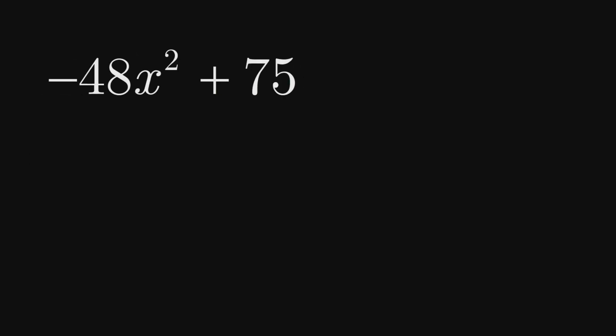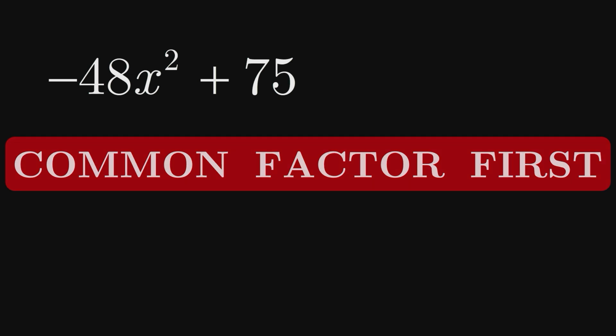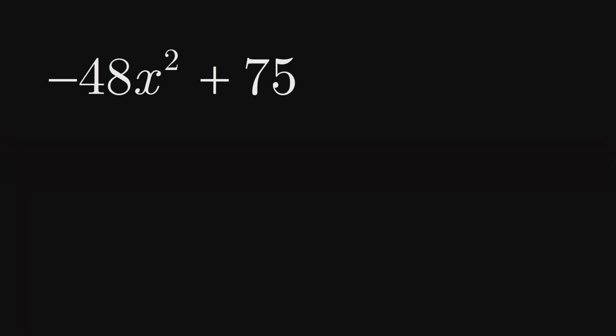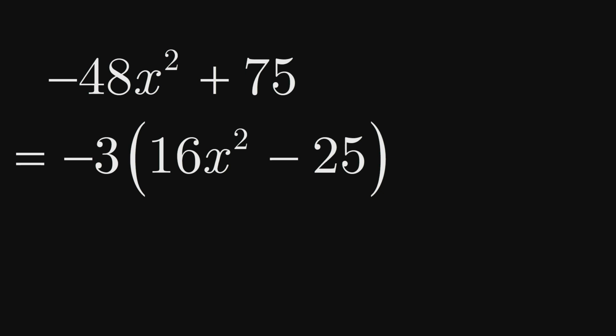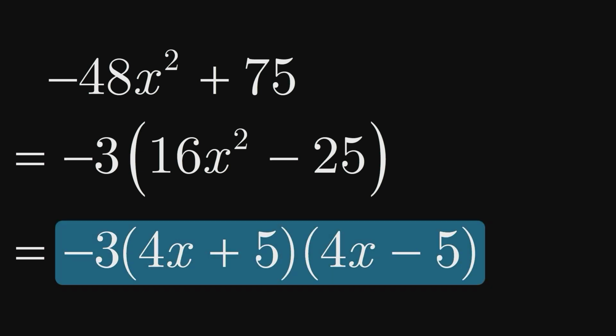Let's do one more. Negative 48x squared plus 75. This expression doesn't appear to have anything to do with a difference of squares since it's written as a sum, and furthermore, 48 and 75 are not perfect squares. Once again, let's start by attempting to common factor. The greatest common factor of 48 and 75 is 3, but since the x squared term has a negative coefficient, we'll factor out a negative 3, leaving us with 16x squared minus 25, which is a difference of squares. The factors of this difference of squares are 4x plus 5 and 4x minus 5, which along with the common factor of negative 3 give us the fully factored expression.